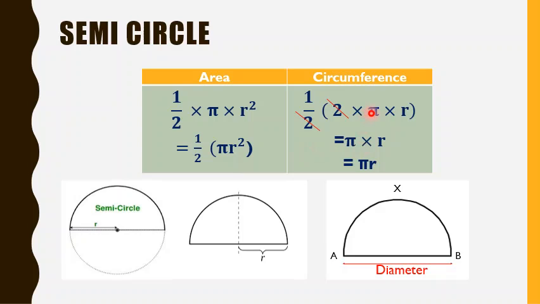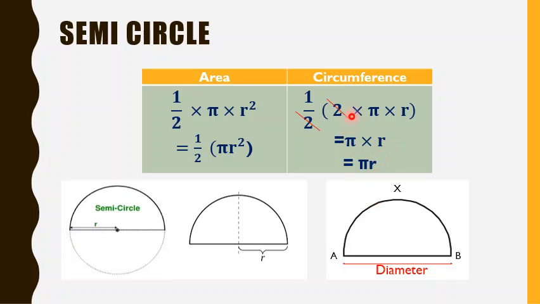As for the circumference, again, the formula for the circumference of a circle is 2 pi r for a whole circle. As we are only finding the circumference of a half, we need to add half in front. So we cancel off 2 with 2 because it's top and bottom, and we are left with pi times r to get pi r.